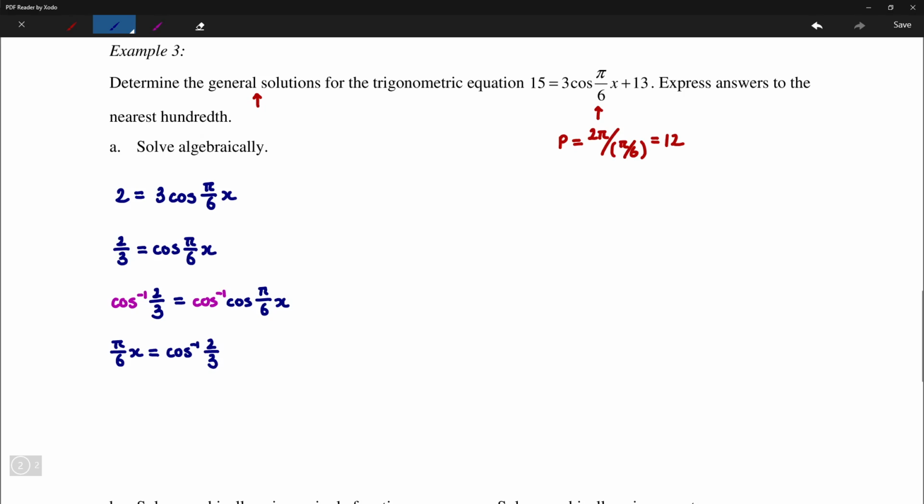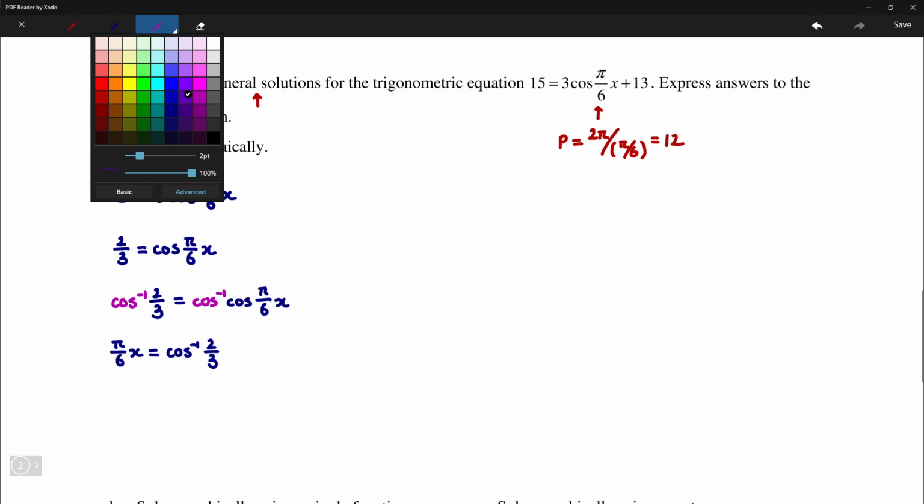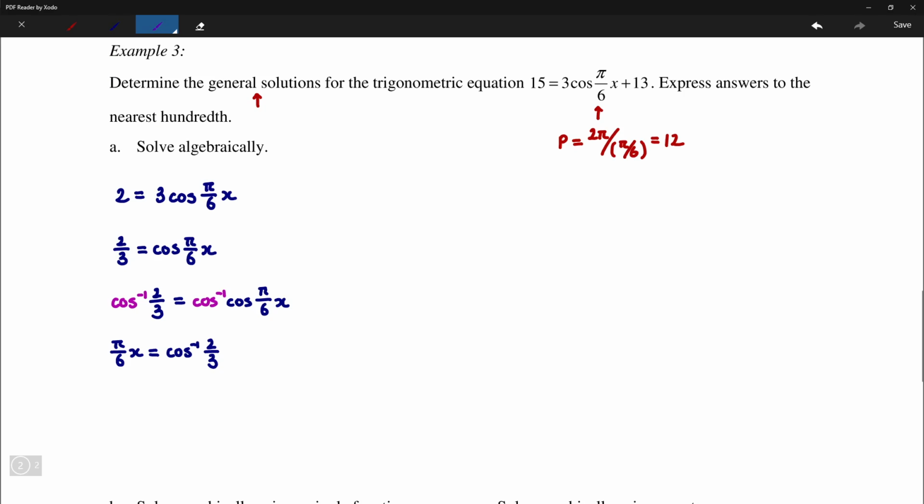Notice here the trig ratio that we're working with, 2 over 3, is positive, which means that the trig ratio that we're looking for is either going to be in quadrant 1 or in quadrant 4.